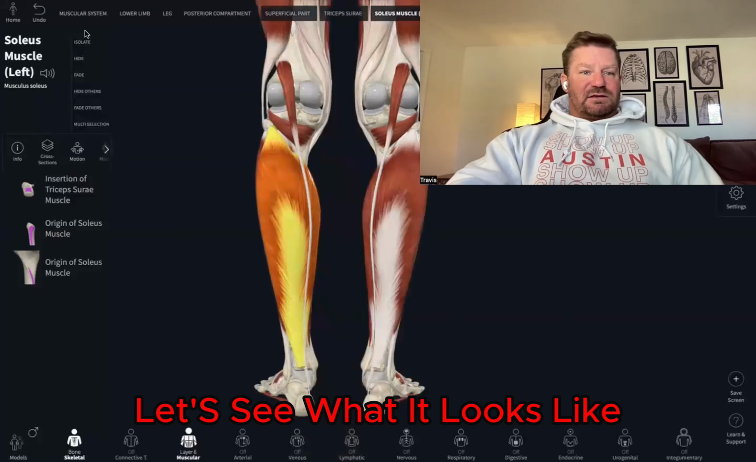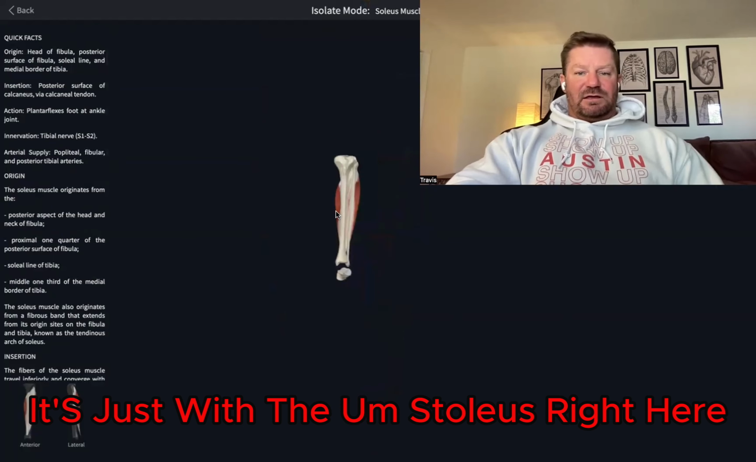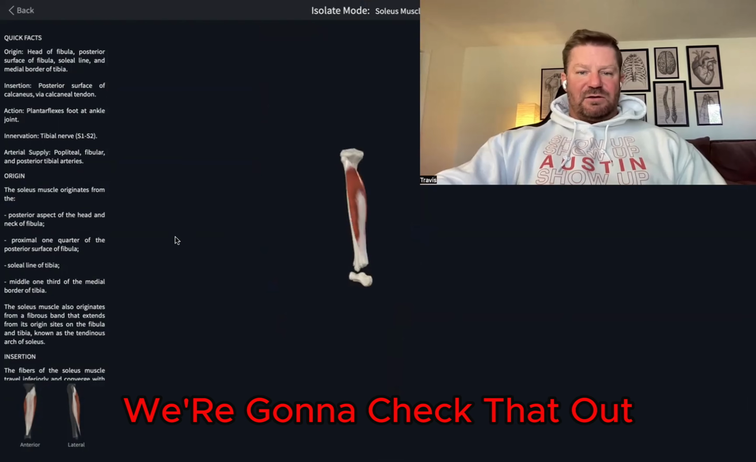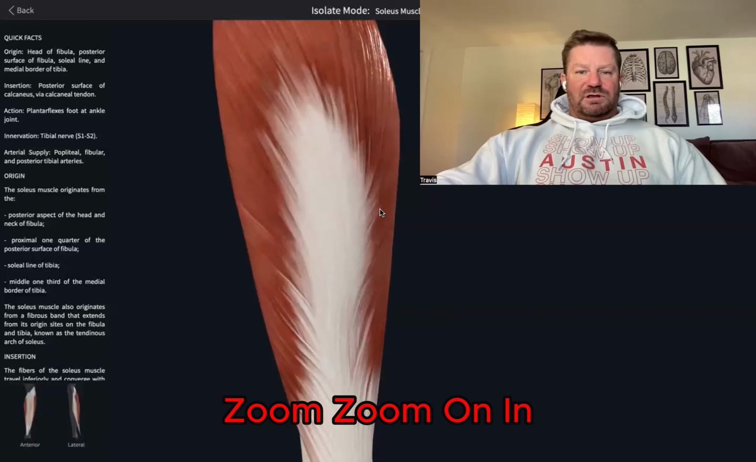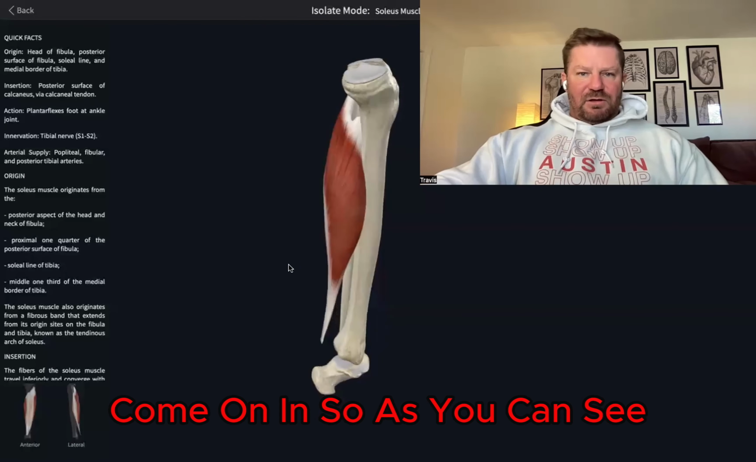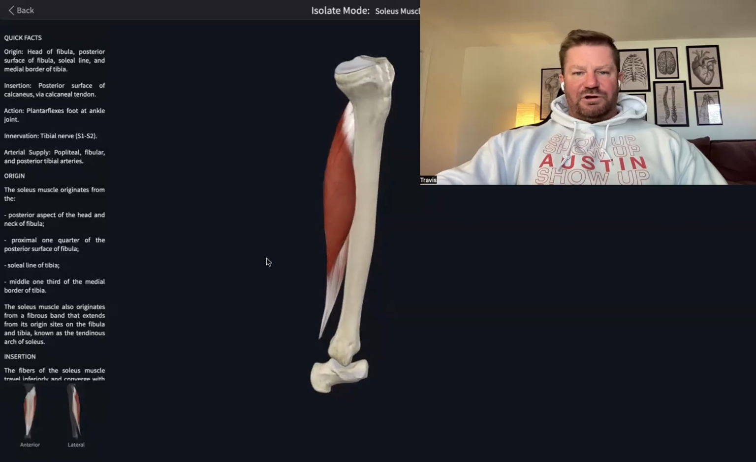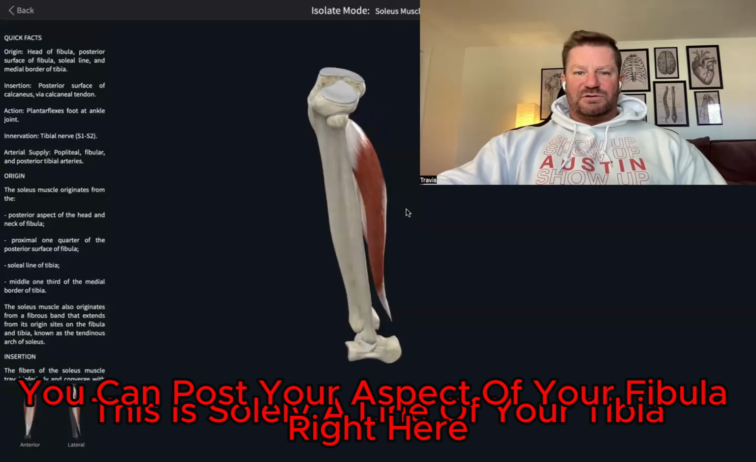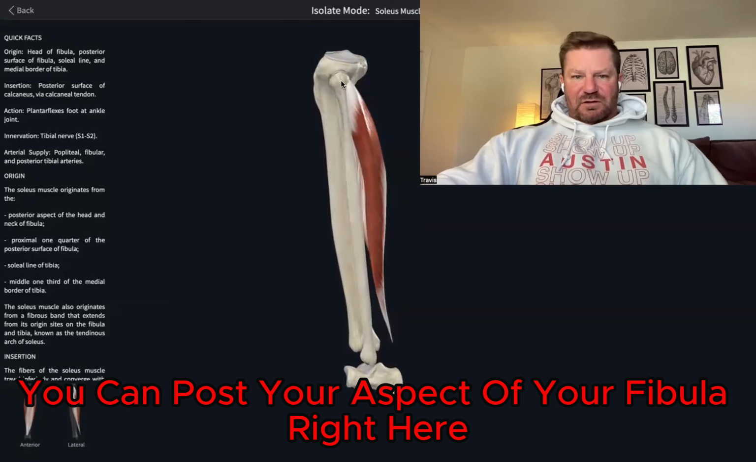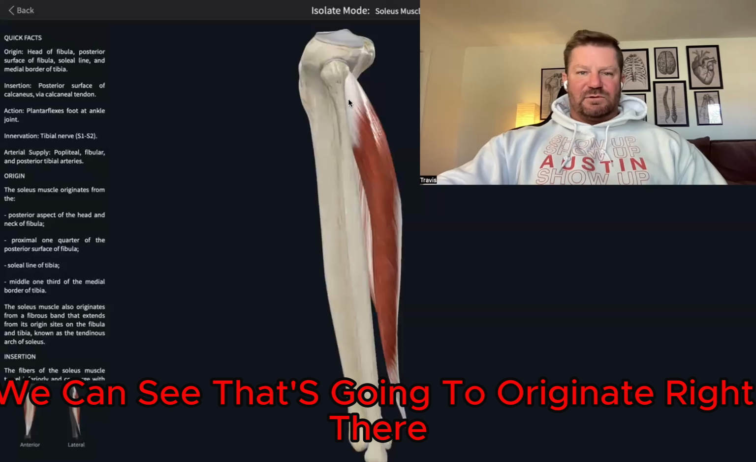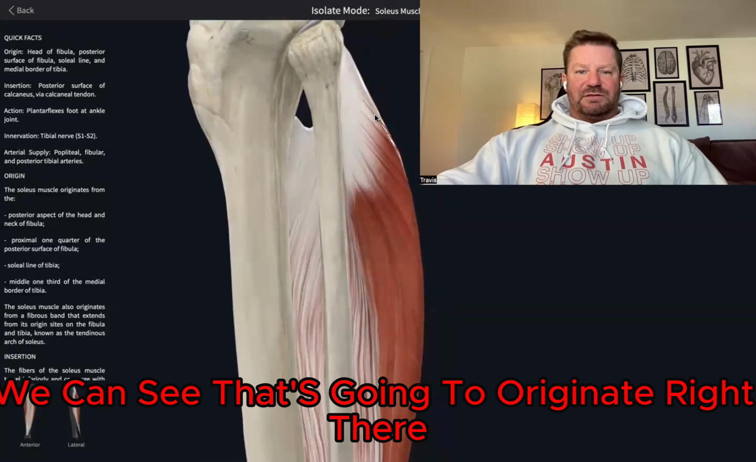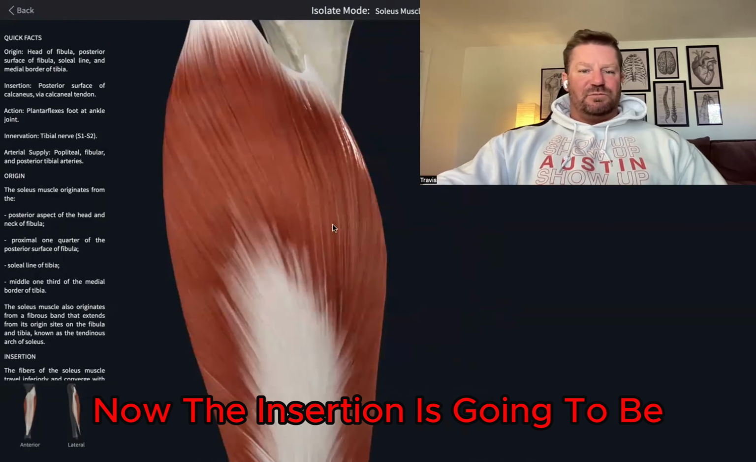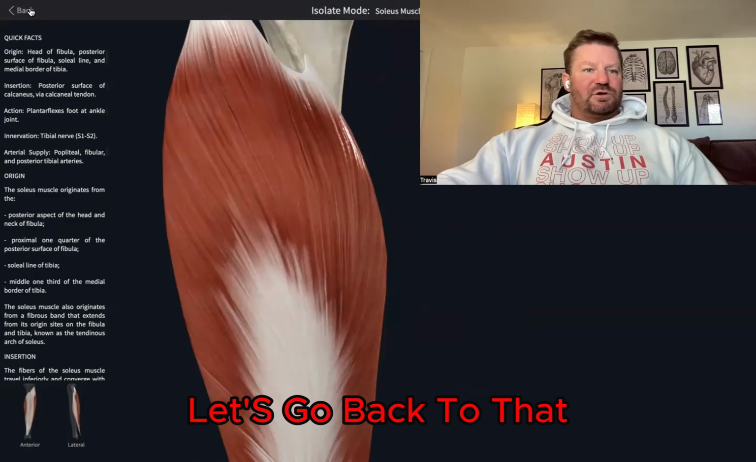Let's see what it looks like just with the soleus right here. We're going to check that out. Zoom on in. So we can see origin is going to be on that soleal line of your tibia, posterior aspect of your fibula right here. We can see that's going to originate right there. Now the insertion is going to be, let's go back to that. It's going to be on your calcaneus via the Achilles tendon.